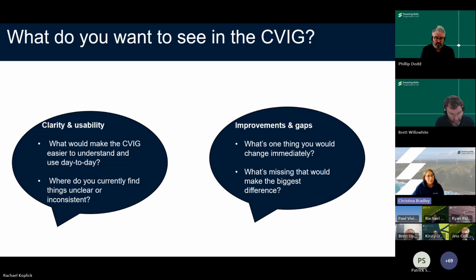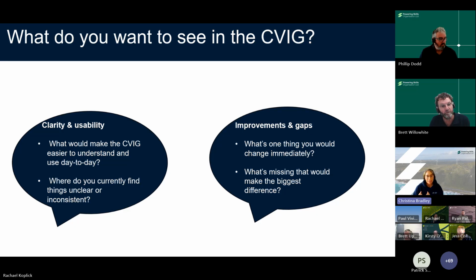So we want to make sure that there is clarity and usability. We want to make sure that the CVIC is easier to understand and that you will actually refer to it. And for all those conversations around ASQA and their regulatory function, supporting ASQA and understanding what we mean when we say particular words and terminology, so that they have the ability to do their regulatory function.